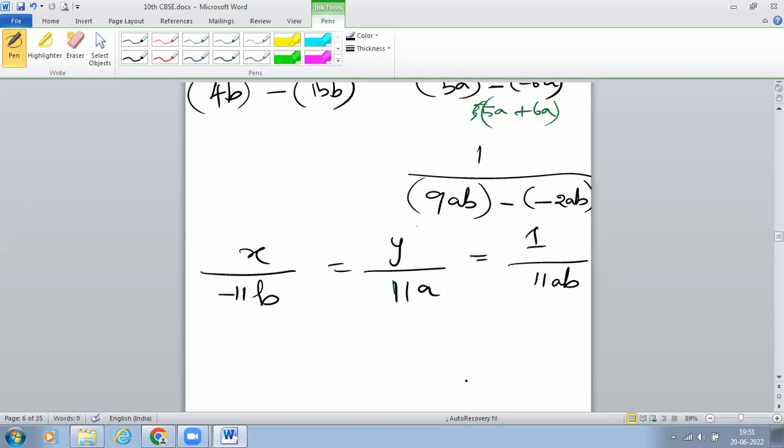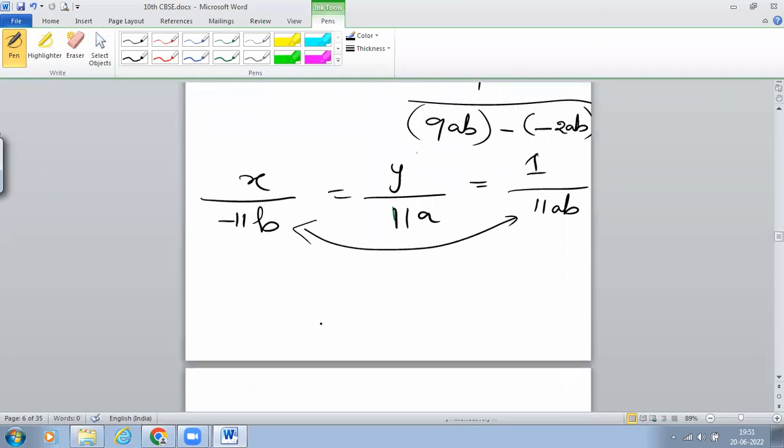Now see here, we have x by minus 11b is equal to y by 11a, which is equal to 1 by 11ab. Now to find the value of x, we have to equate the first term with the third one, because all three rational expressions are equal. So I can first equate the first and third to find the value of x. That is x by minus 11b is equal to 1 by 11ab.